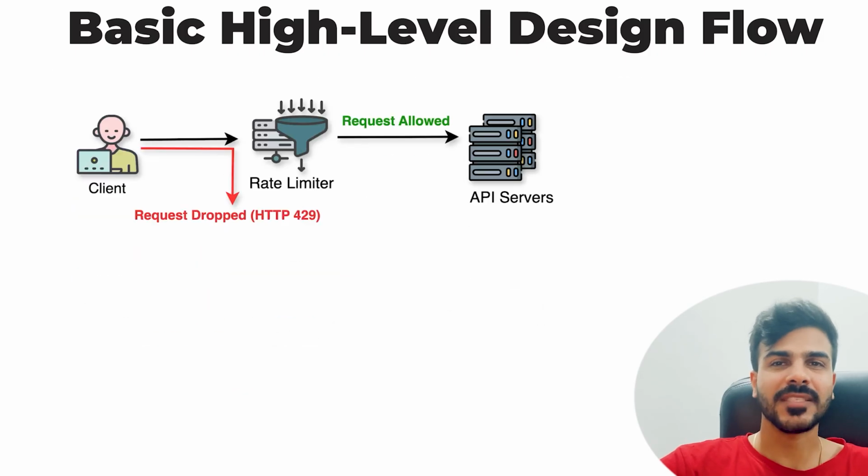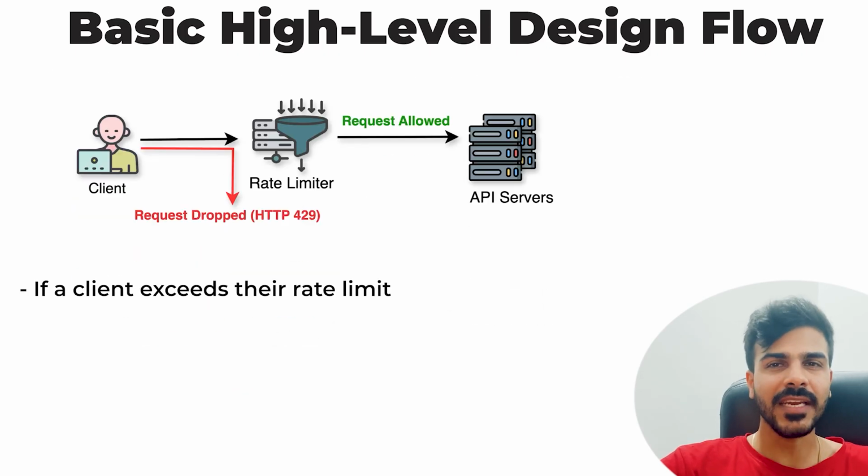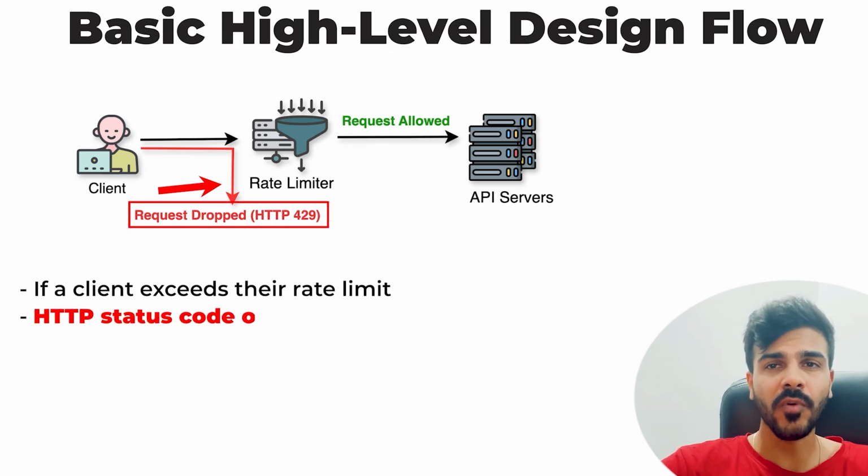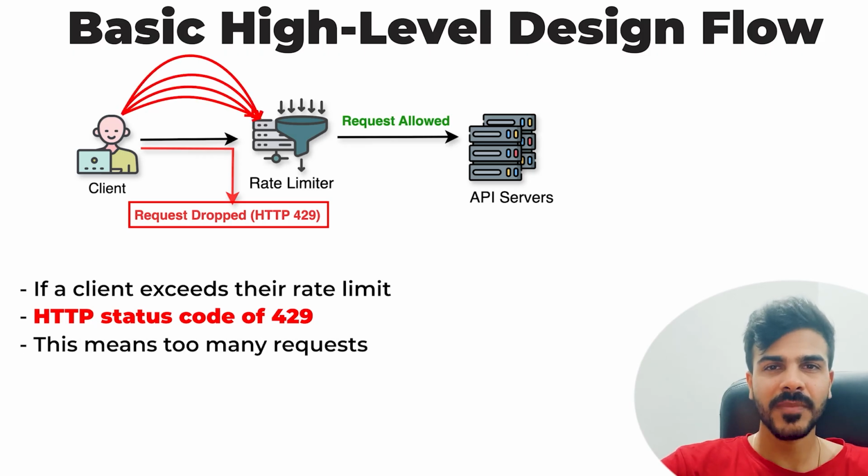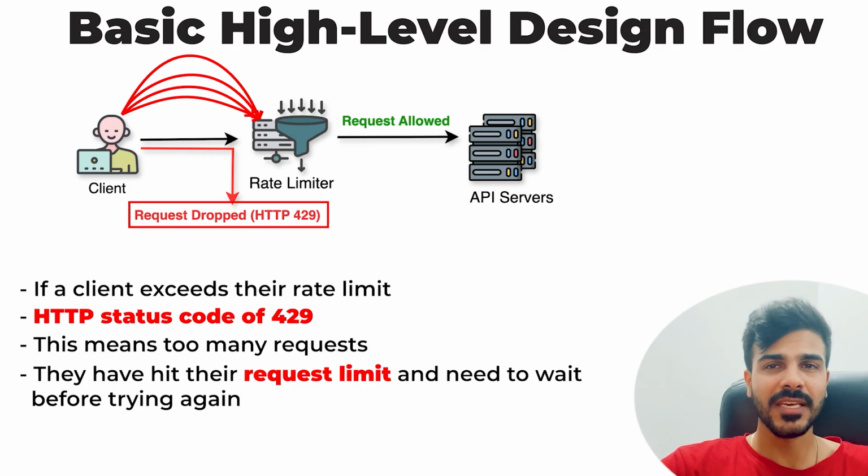Oh, by the way, a fun fact. If a client exceeds their rate limit, the rate limiter would disallow that request, and it will also respond with an HTTP status code of 429. Now, what is 429? This means too many requests. This basically lets the client know that they have hit their request limit and need to wait before trying again.